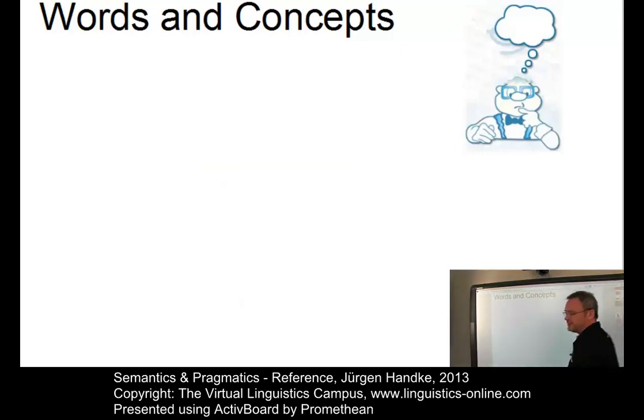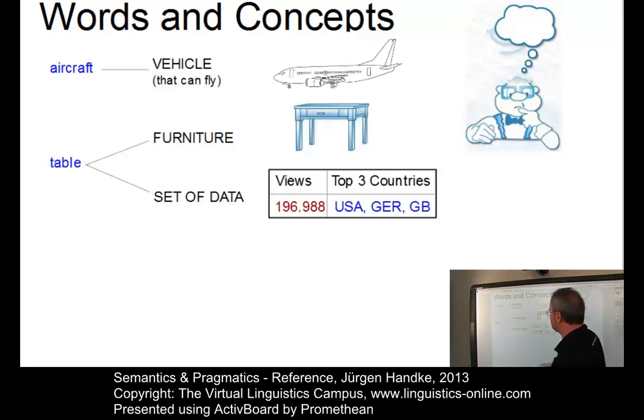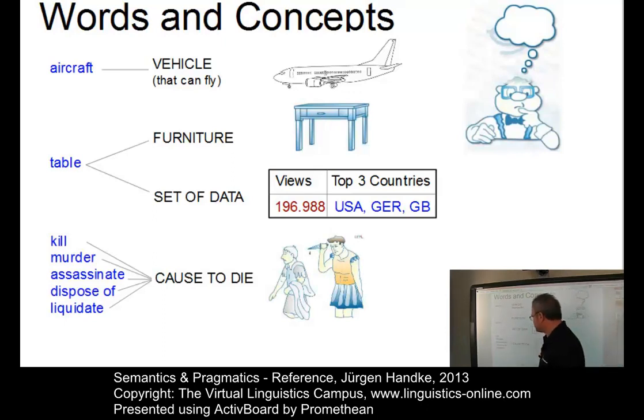There are several possible configurations for the mapping between words and concepts. There are one-to-one relationships: aircraft, vehicle. There are one-to-many relationships, where table activates two concepts, a piece of furniture and a set of data. Or many-to-one, where words such as kill, murder, assassinate, dispose of and liquidate activate the concept CAUSE TO DIE. Many-to-many is also possible as a mapping, but it results from combining the one-to-many and the many-to-one relationships.